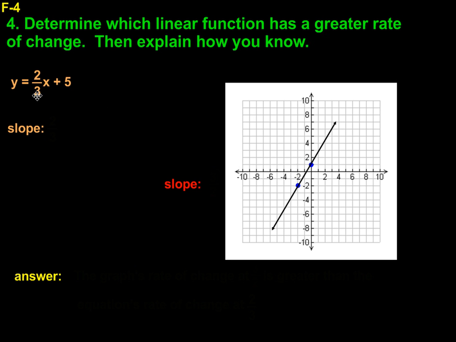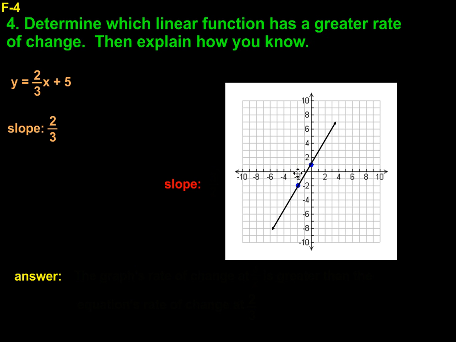For the equation, it's pretty simple. We know that in y equals mx plus b form, the m is the slope, and so the 2/3 sitting where the m would be is our slope for the equation. If we take a look at the graph, if we look at these 2 points on the graph, we can determine the rise and then the run, which is going to be the amount that y goes up and then x goes to the right in this case.